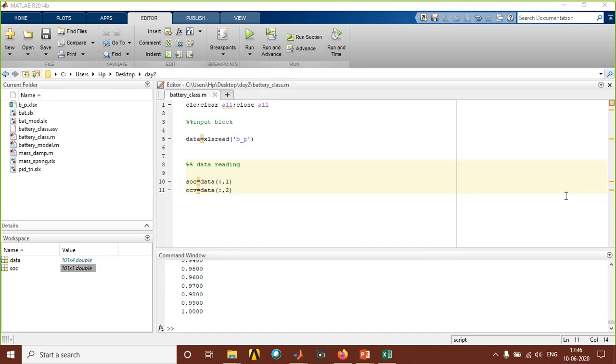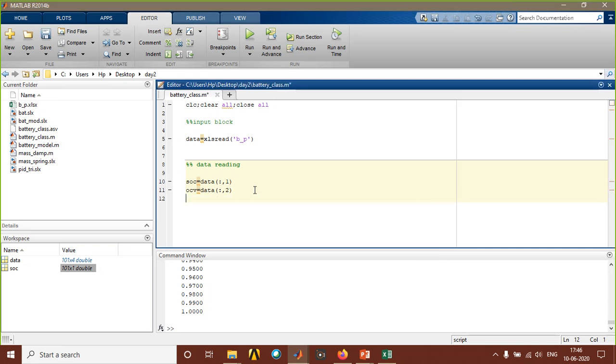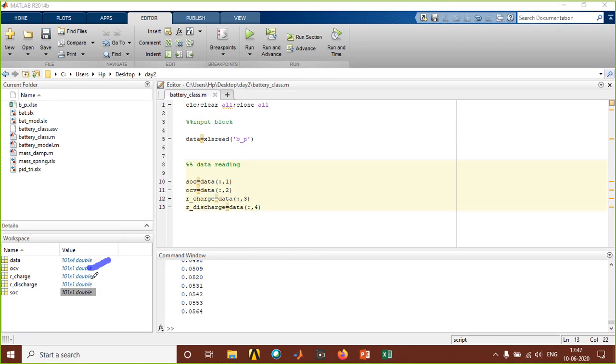Yeah, same. So what I'm going to do is name it R charge, which is equal to data, colon 3. Likewise, R discharge, which is equal to data, colon 4. If you run, what happens? It should create four separate things. At the bottom you have OCV, R charge, R discharge, and SOC. So everything is over here.